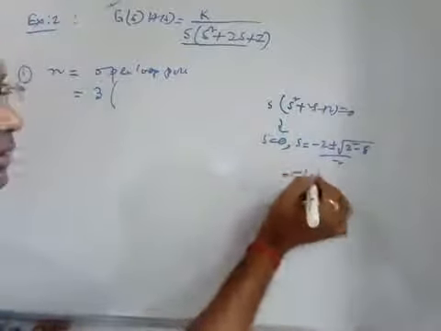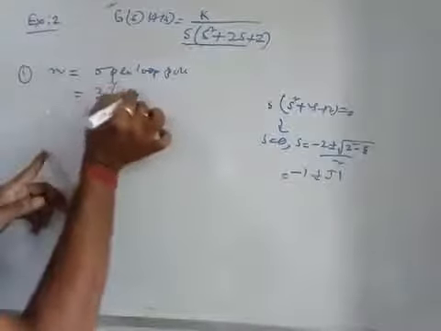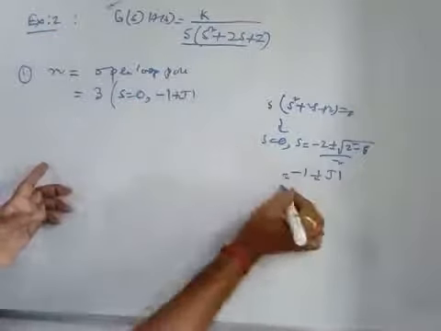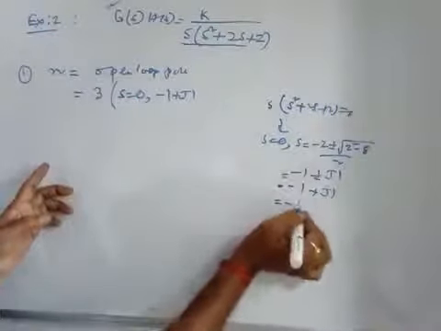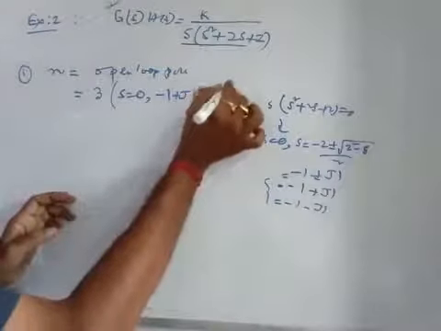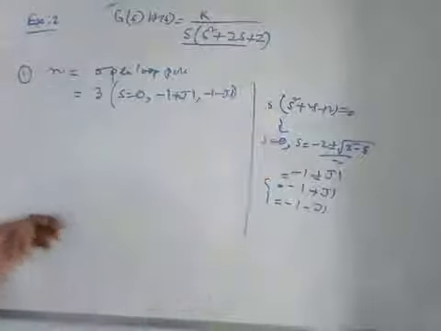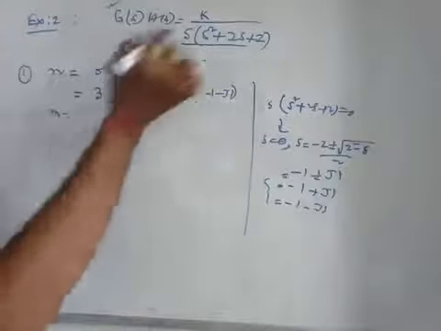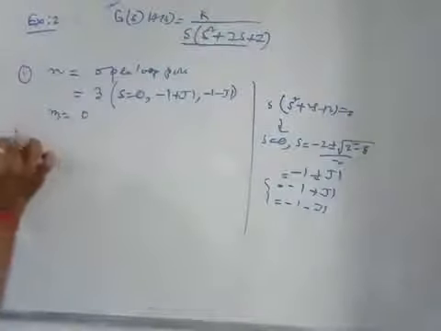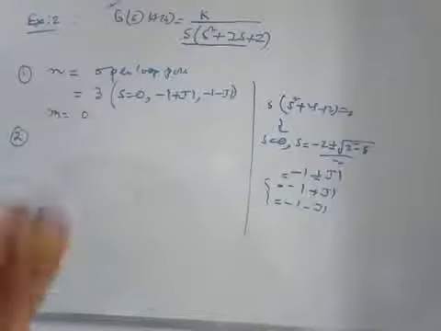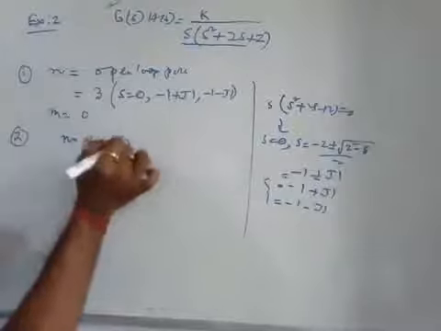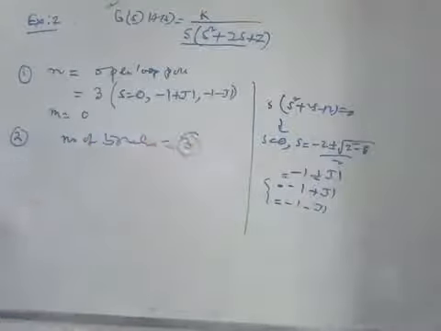So there are 3 poles. One is s equal to 0, which is a real value, and the other two are minus 1 plus j1 and minus 1 minus j1. Here there is no open loop zero, so m is equal to 0. Next step, how many branches will there be? The number of branches will be equal to the number of poles, so the number of branches will be 3, right?